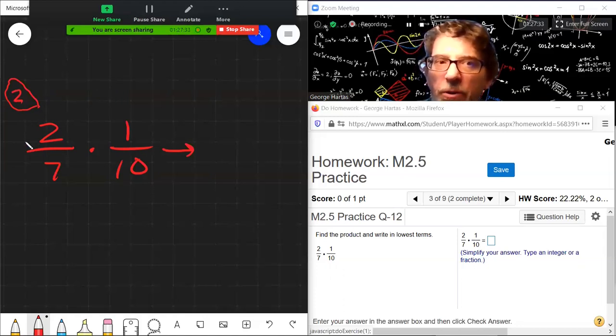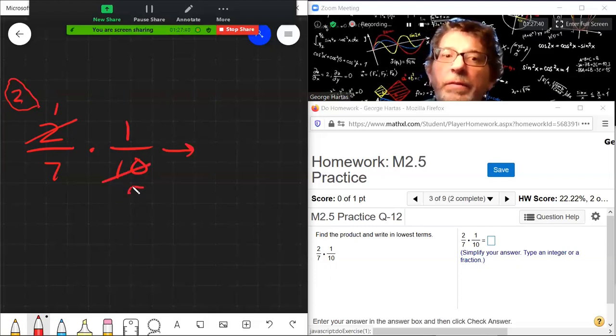2 divides into this 2 one time. 2 divides into 10. Here's your 5 right here, right? Here's your 5 right there. That's where the 5 belongs, down here. 2 divides into 10 5 times. Cross out the thought bubble. Multiply straight across. 1 times 1 is 1. 7 times 5 is 35.